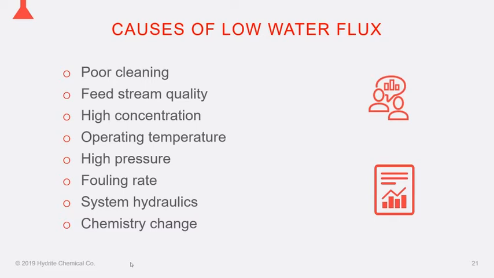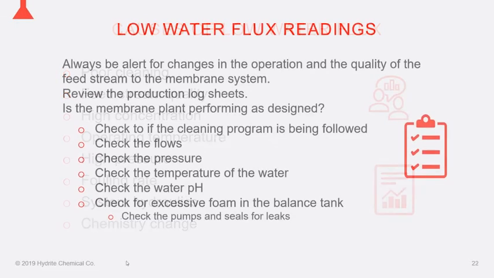If you are having a system problem determining why we're getting low water fluxes, and you look at all these things and you're not sure, give us a call. That's what we're here to help support you with, okay? Be alert for changes in the operation and the quality of the feed stream. That's tantamount to what you need to do to make sure the system runs the same day after day. Review production log sheets. Is the membrane plant performing as designed? Again, it's just the same checklist.